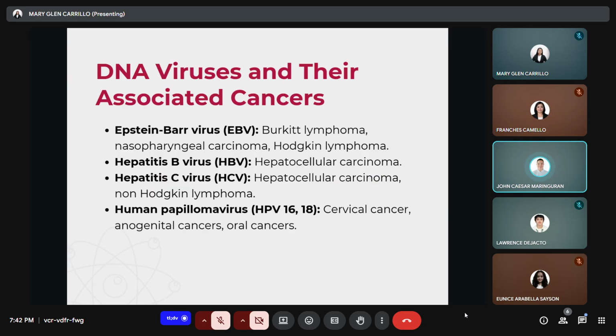Now let's look closely at the DNA viruses that are strongly associated with human cancer. First, we have Epstein-Barr virus, or EBV. EBV is best known for causing infectious mononucleosis, or kissing disease. But beyond that, it has been linked to several cancers such as Burkitt lymphoma, nasopharyngeal carcinoma, and Hodgkin lymphoma. So how does it cause cancer? EBV infects B lymphocytes, a type of white blood cell, and some epithelial cells. It carries viral genes that make the infected cells grow uncontrollably.